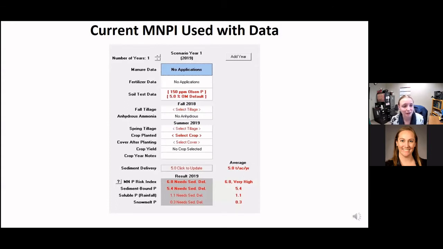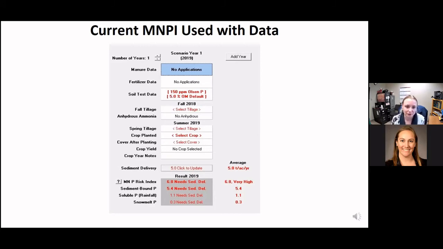But anyway, what you enter for each crop year from your farm records is all your fertilizer data, whether it was manure or synthetic fertilizer, your soil test phosphorus data, any tillage that was done in the fall or spring, and anhydrous ammonia if it was done, and then crop information like crop planted, cover after planting, and crop yield information. And the values in red need to be entered so the index will work.